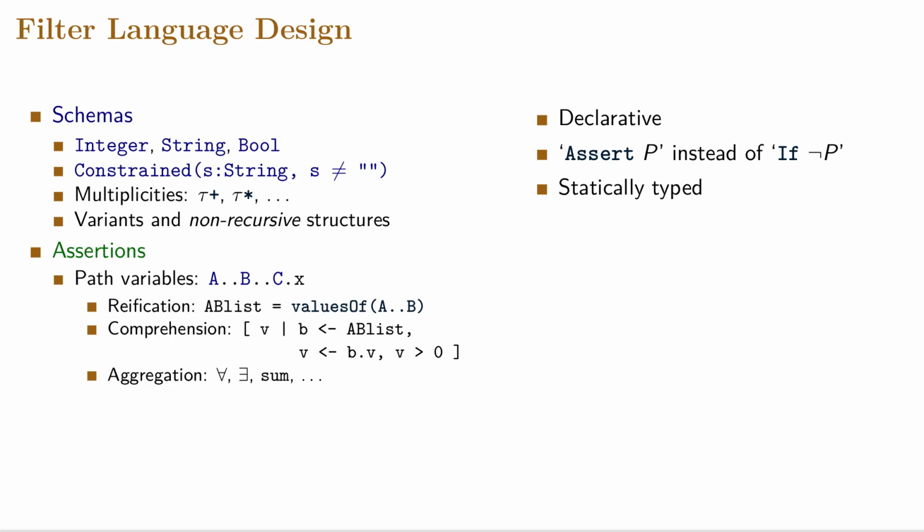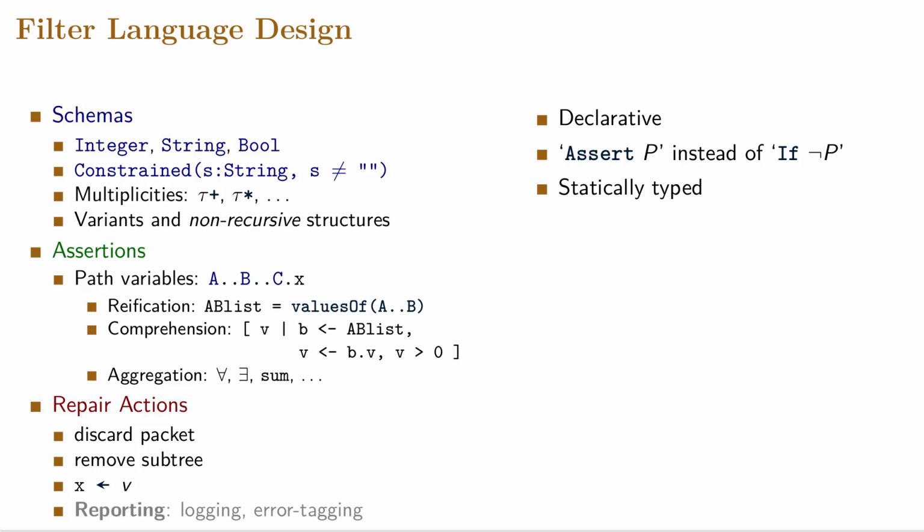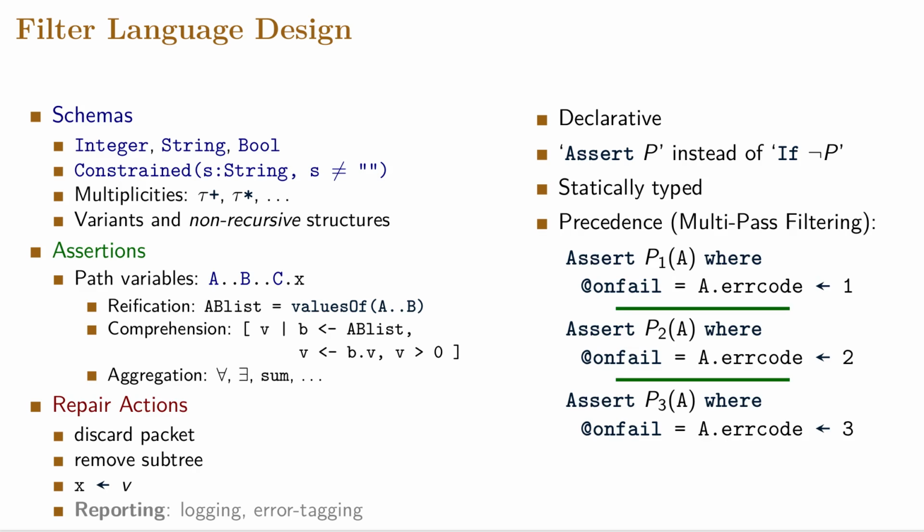We mostly in practice use comprehension and aggregation for configuration, and our verification system is still quite conservative when dealing with lists of nodes, since we haven't really found them to be that important for our filters yet. To repair packets, we allow discarding packets, removing subtrees, updating elements, plus some reporting operations. We also support multipass filtering, which can be useful if, for instance, you have one pass that removes problematic elements and another one that removes empty structures to clean up afterwards, or one that has rules of different priorities.